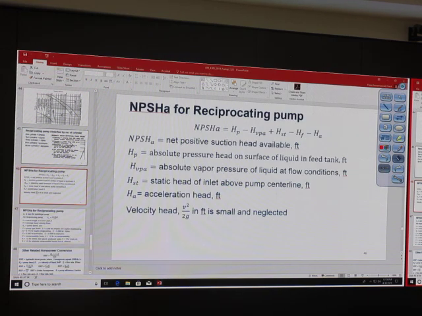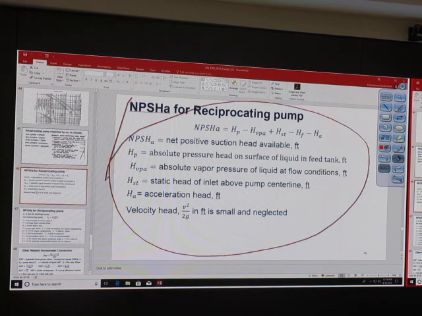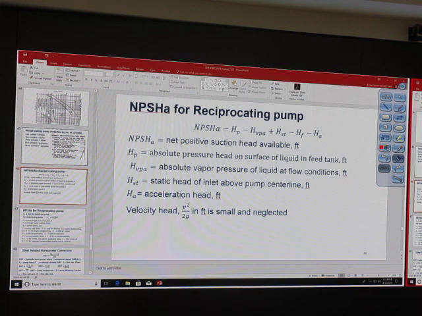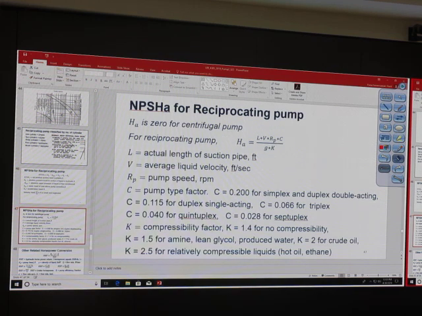NPSHA, okay. If you have more vapor pressure, see, HVPA, absolute vapor pressure, the net positive suction head available goes down. So if you heat it up, NPSHA goes down based on this equation. You should write this down, not just the formula, but the unit of each parameter and what it is. You have 8 pages, that's a lot. Write it down.